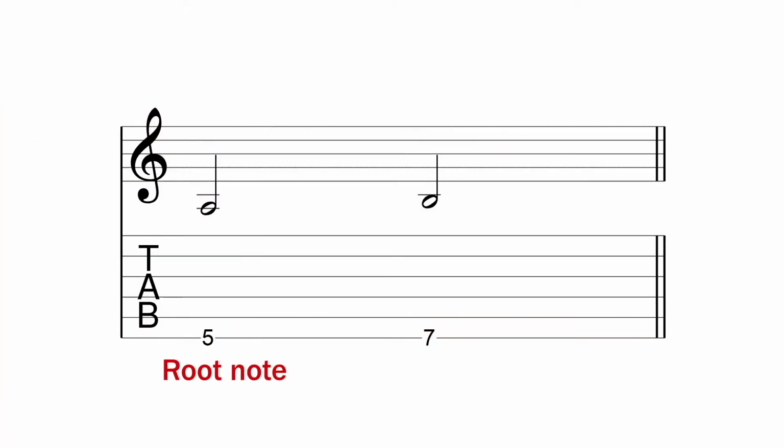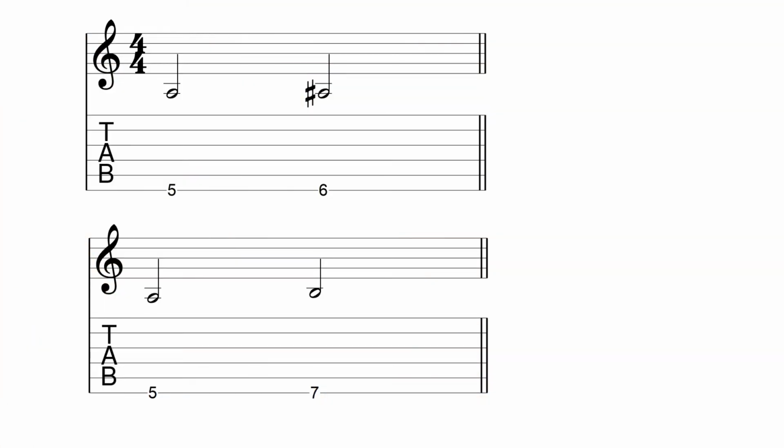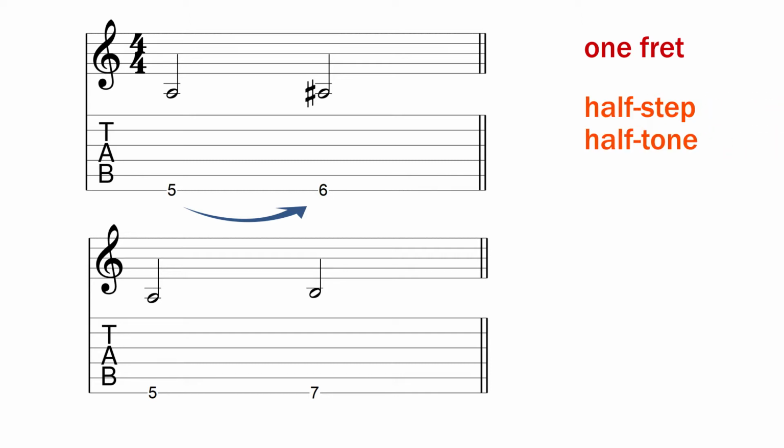This time we have the same root note, but the second note is different. This is a different type of interval because the distance between the notes has changed. In the first example, the distance between the two notes was 1 fret on the guitar. There are a few different names for this distance you will hear, but they all mean the same thing. Half step, half tone, or semitone all mean an interval of 1 fret distance on the guitar.